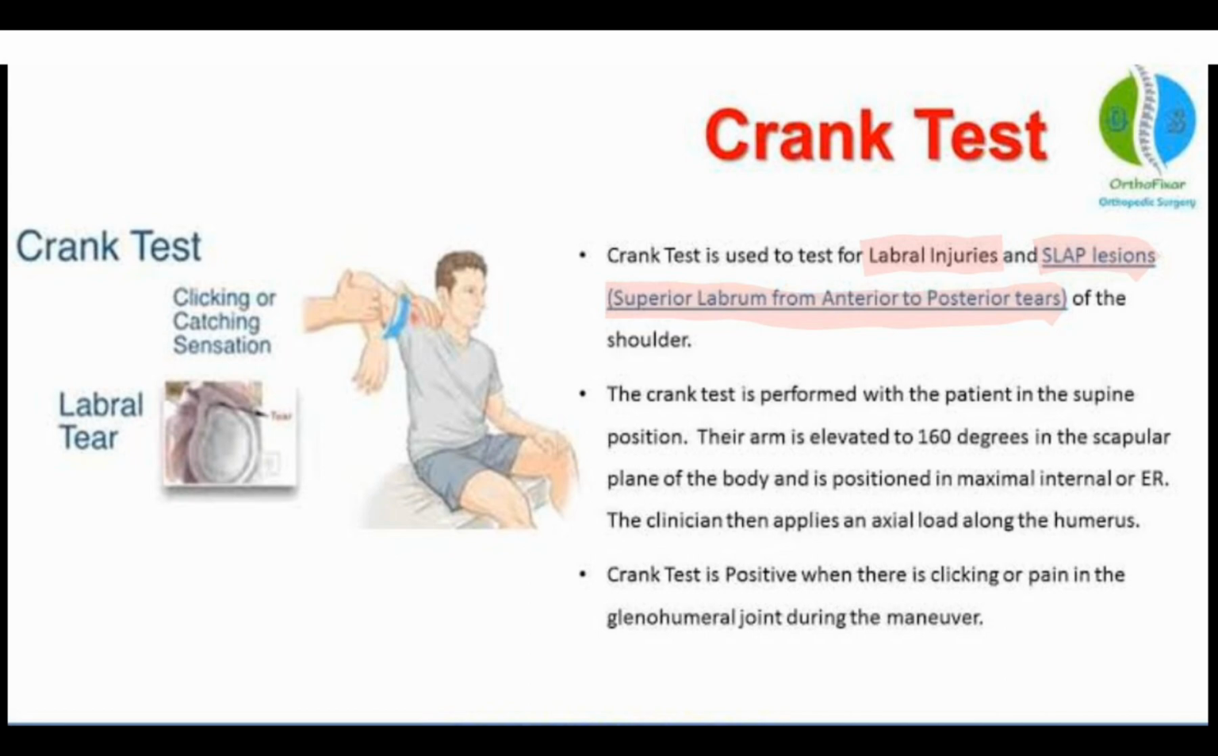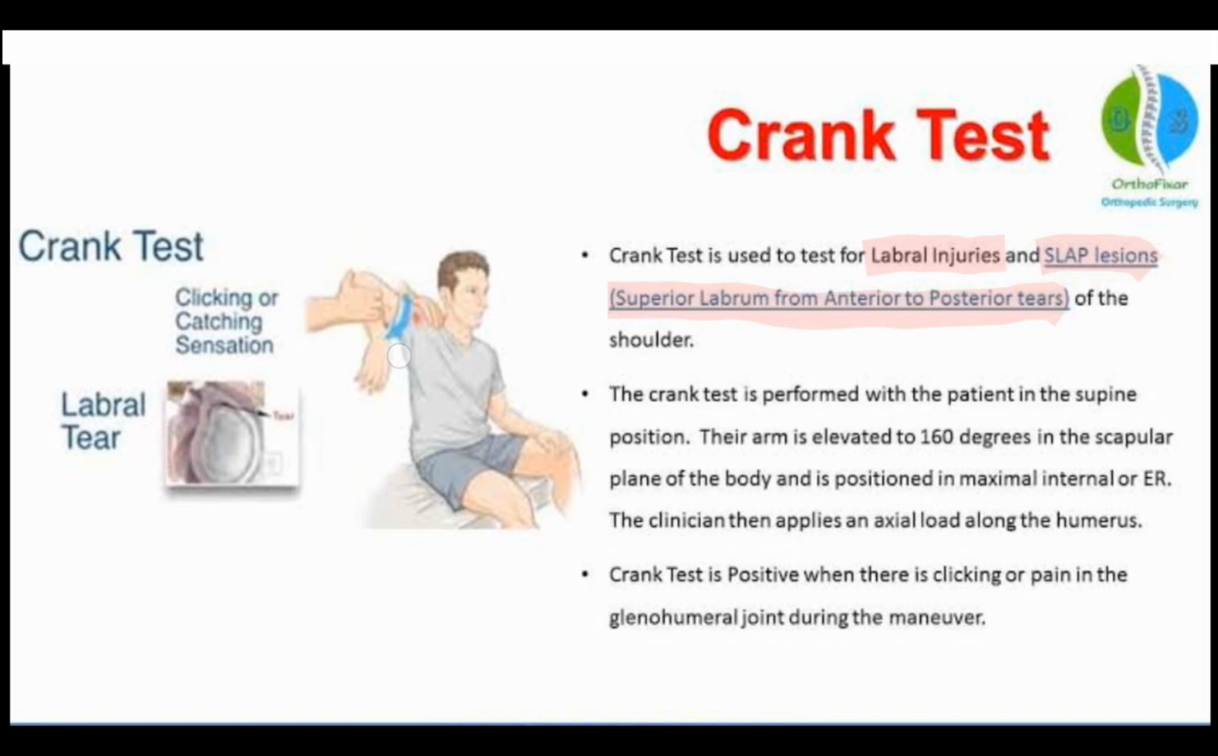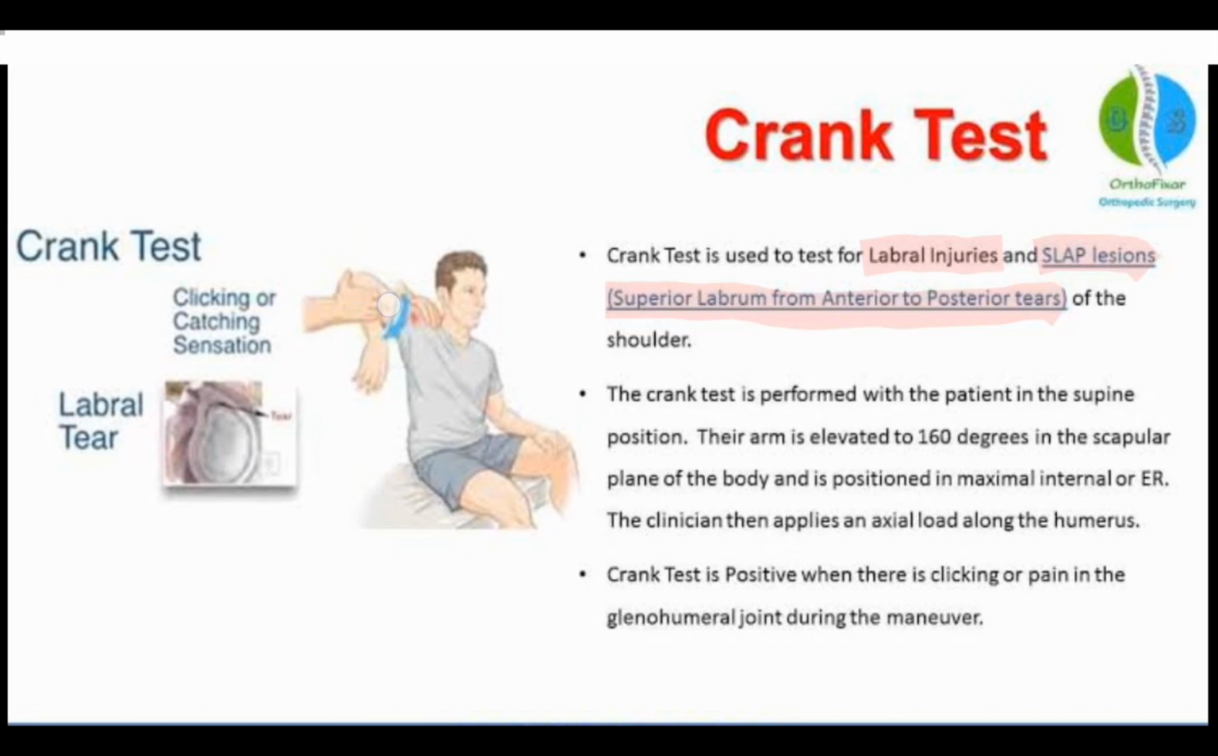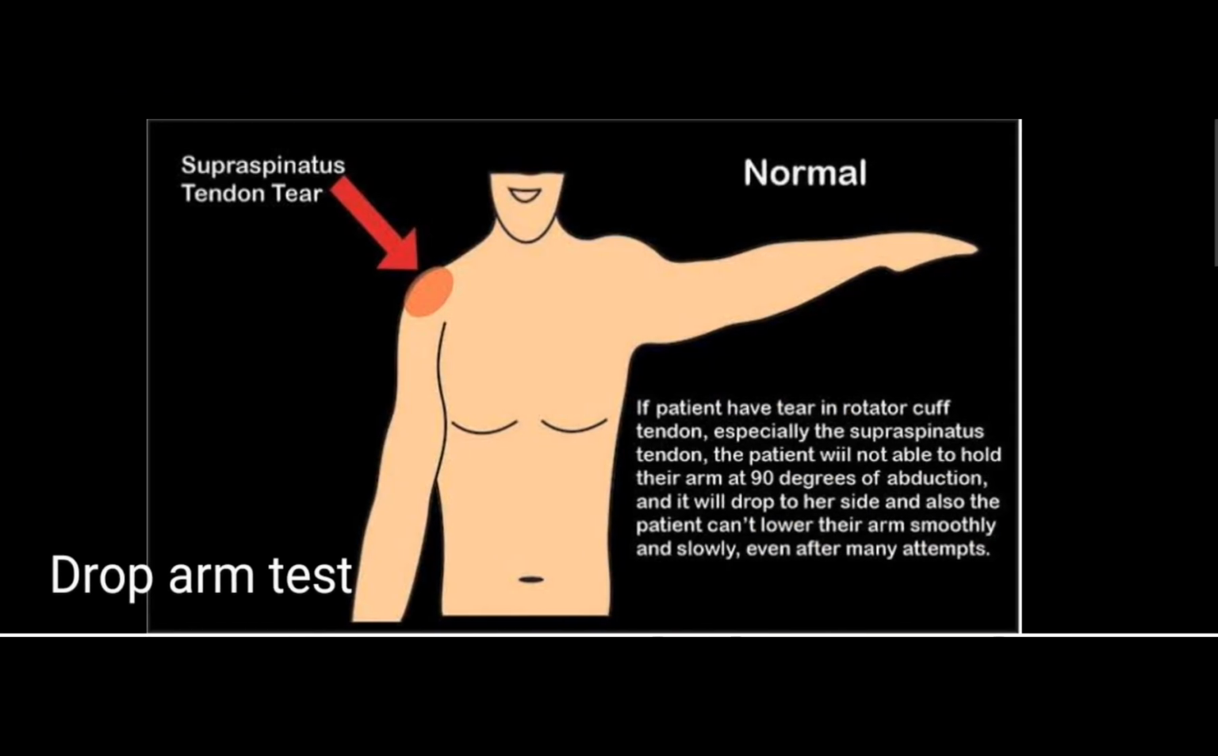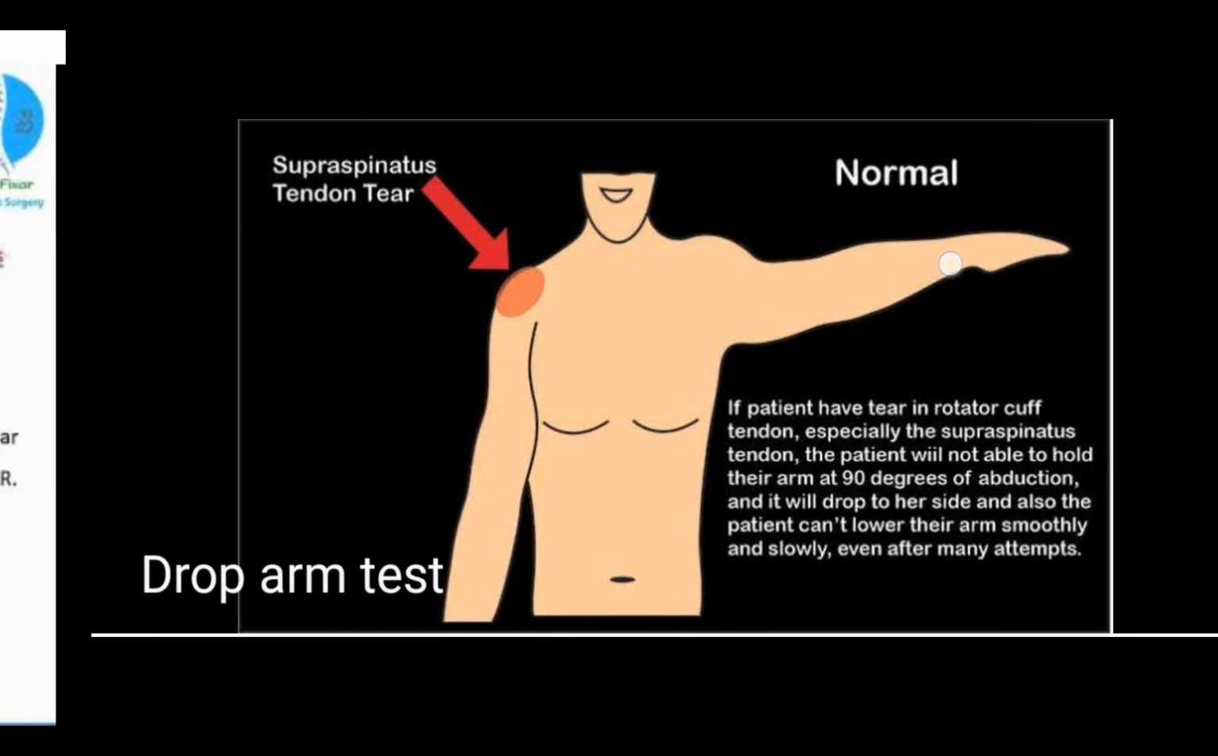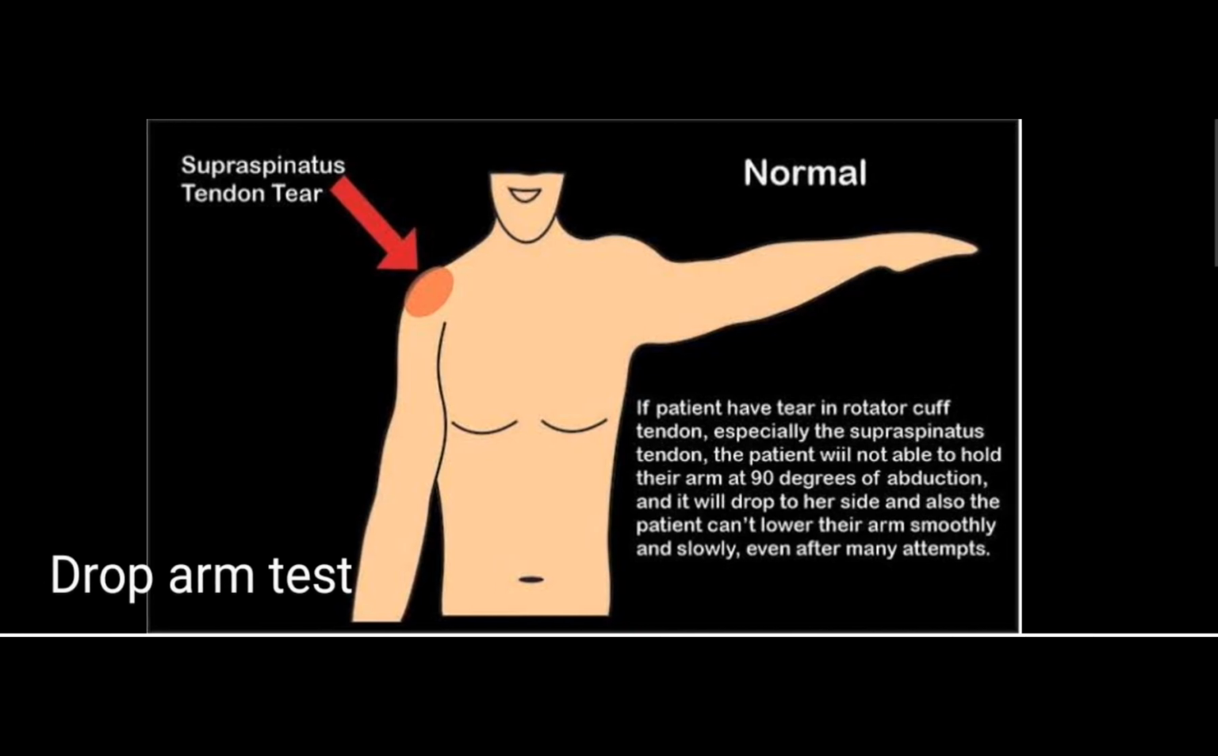Here the arms are not in the scapular plane, they are elevated. In Jobe's or the empty can test, it was at the level of the scapular plane, but here the arm is elevated and then an axial load is applied. A clicking or catching sensation means a positive crank test. Then another test for the supraspinatus is the drop arm test. Either the empty can or the drop arm test. These are for the supraspinatus. In the drop arm test, the patient is not able to hold the arm at 90 degrees of abduction, and it will drop to the side.